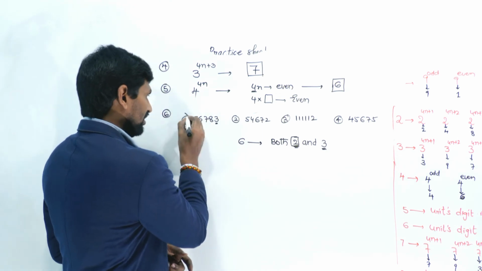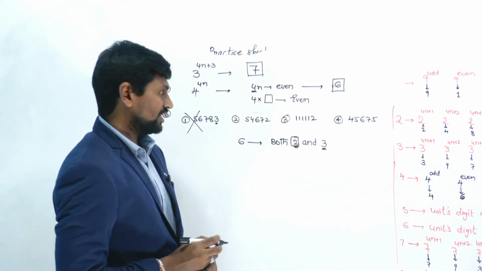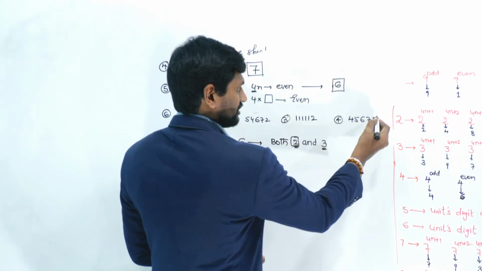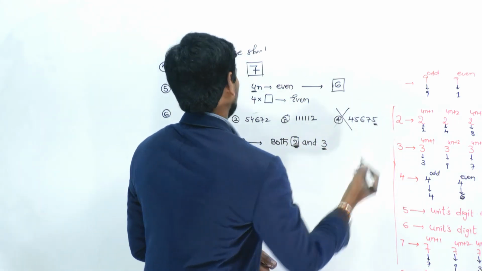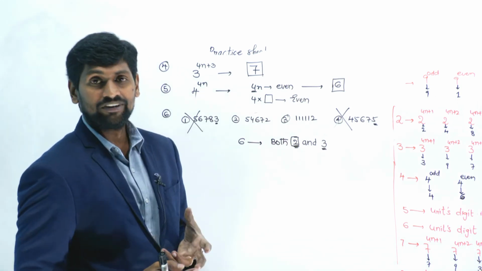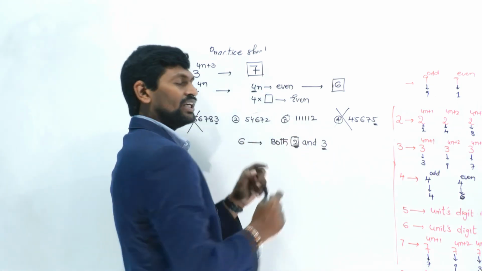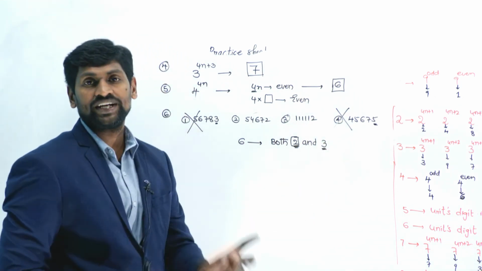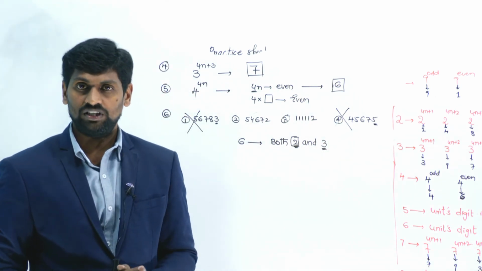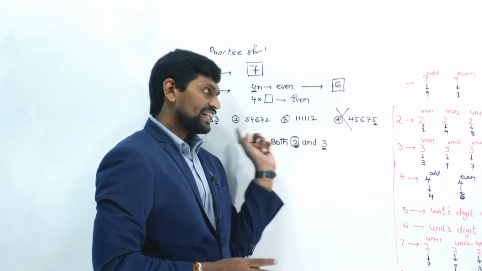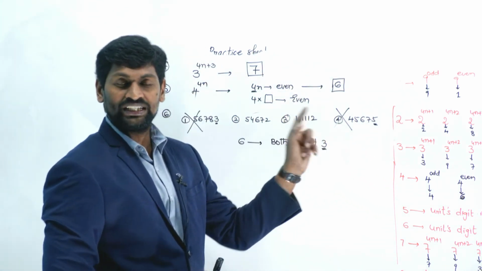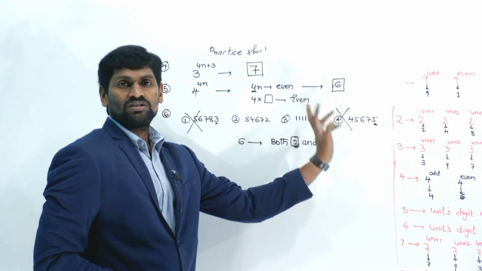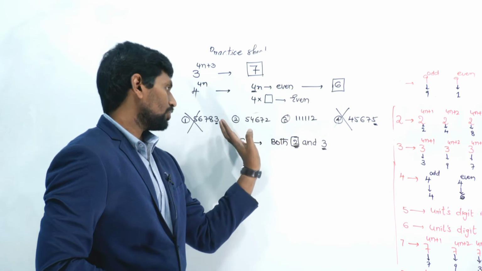This is an odd number, not our required option. Second option is even, third also even, last one also odd, not required. So we will have the required answer from option 2 and option 3, because the first one and the last one are not exactly divisible by 2. If divisible by 2, the unit digit ends with 0 or an even number, but both are odd numbers. So our required options are only 2 and 3.